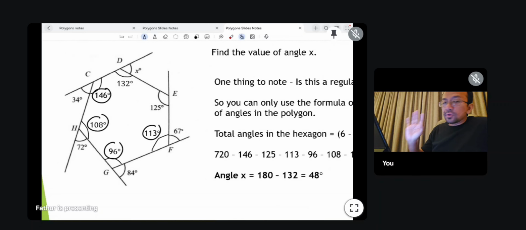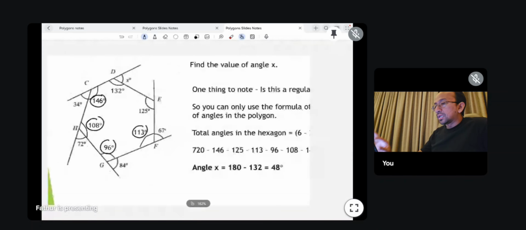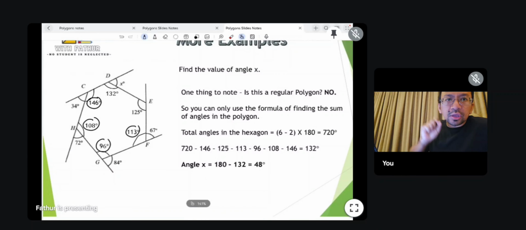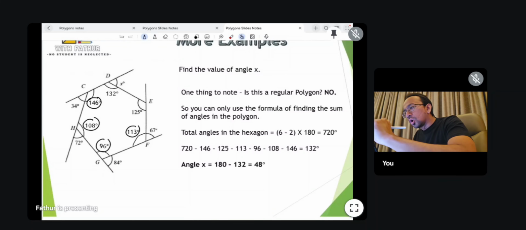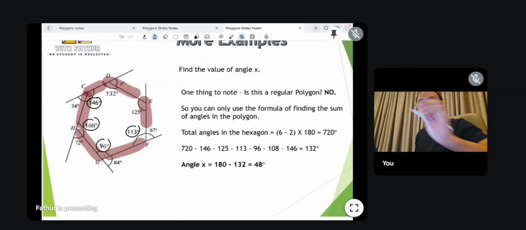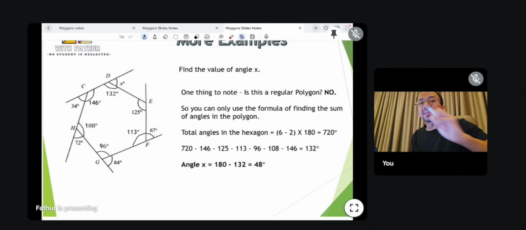Okay, now, for this figure here, ask yourself: is this a regular polygon? It's not. Why? Because the sides are of different sizes. Sorry, the question will tell you whether this is a regular polygon or not. Okay. But if you don't see a regular polygon in the sentence, it means it is not a regular polygon. Okay. They will only inform you in the question itself.